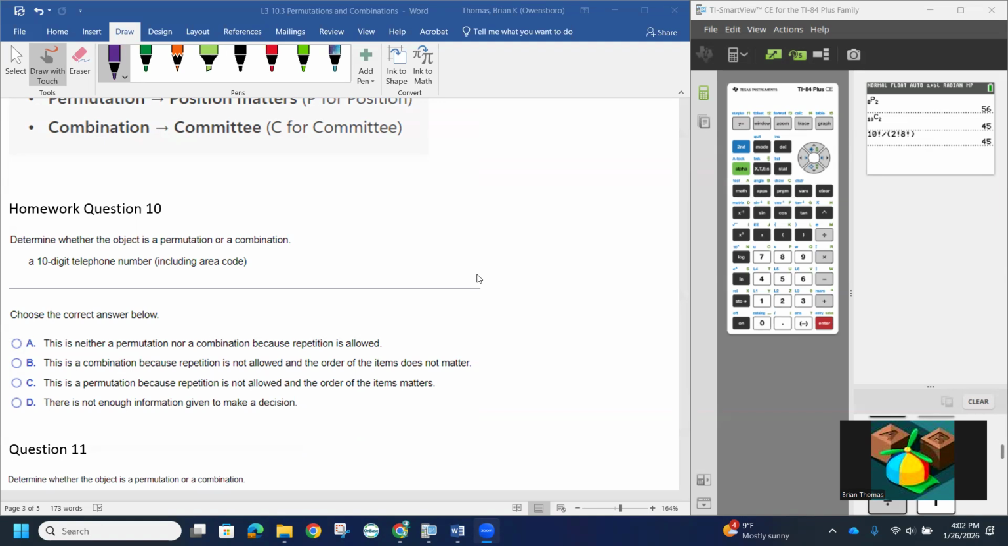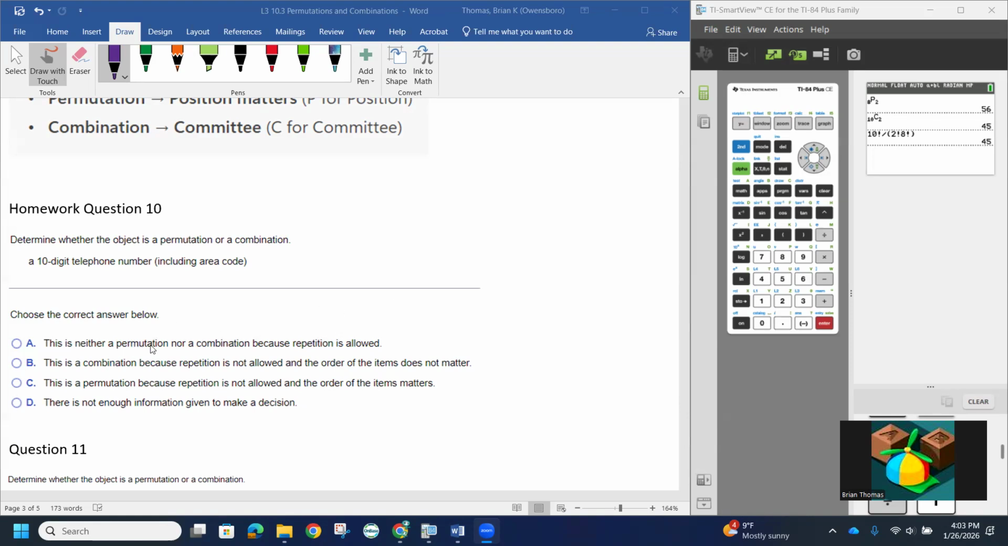Question 10 says determine whether the object is a permutation or a combination. A 10-digit telephone number, including area code. I do know order does matter when you dial a number in, but a phone number can have the same digits in it, so it does have repetition. Since we do have repetition, we're not going to really call this a permutation using the factorial. This would be a different type of permutation.